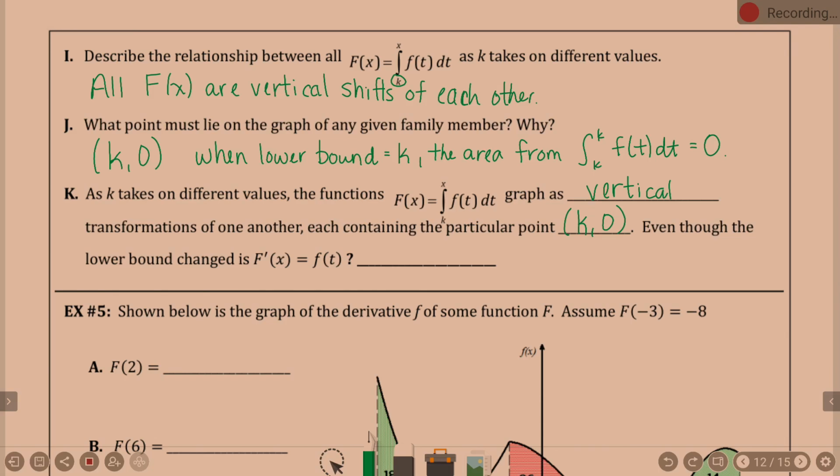Even though the lower bound changed, is capital F prime of x equal to f of t? Okay, I feel like there should be a comma or something in there. That doesn't read right all of a sudden when I read it out loud. In my head, it read fine earlier. Right there out loud, it didn't read fine.